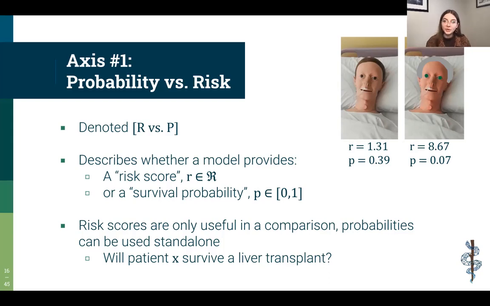However, a probability can provide a little bit more information. So, for example, say with a probability of 39%, this first patient is going to survive the liver transplant. And then with a probability of 7%, this patient is going to survive a liver transplant. Potentially neither of them get the liver in this case. You could make some decisions outside of just which of the 2 of them should get it, because again, the probability can be used in a standalone context.